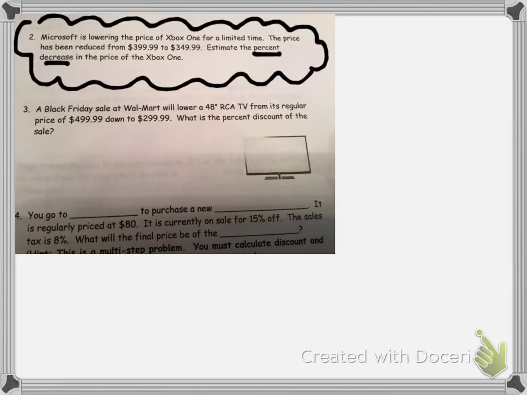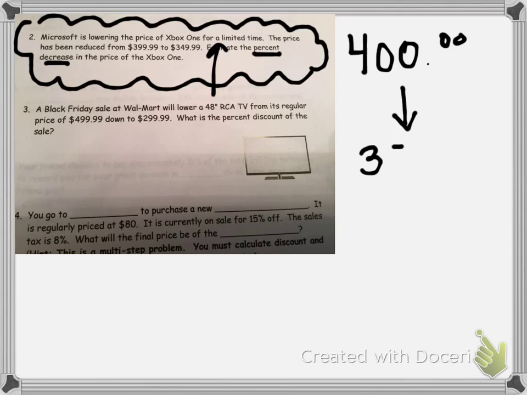So the problem tells us that Microsoft is lowering the price of Xbox One for a limited time. It's been reduced from $399.99 to $349.99. A keyword here that helps us is estimate, because that means we don't have to use the exact numbers. We can tweak them a little bit. So instead of saying $399.99, let's just say even $400. And we're going to drop the price not to $349.99, but to $350.